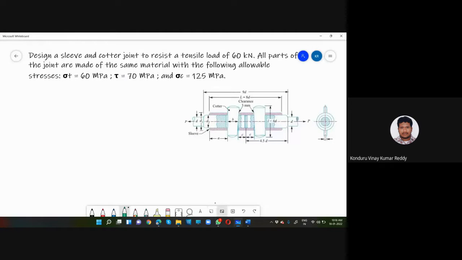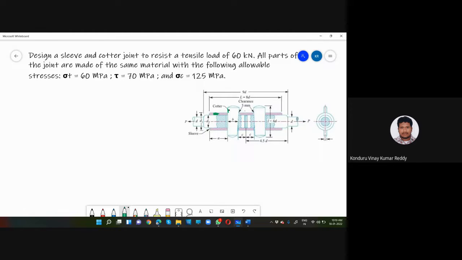This is the problem that we are going to discuss now. It is like a sleeve and cotter joint. See this red color portion, we call it the sleeve. And these pins, we call them cotters.